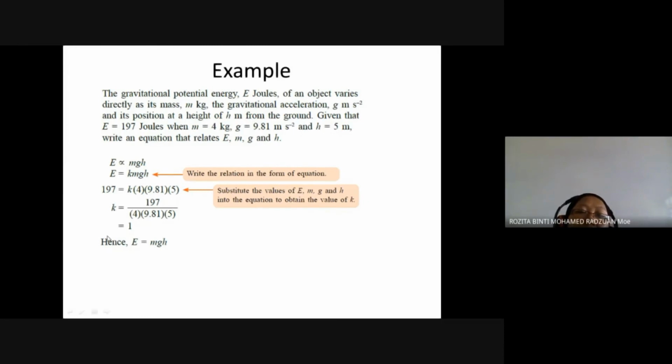So after you get the value of k, you just substitute k here. So E equal to 1 mgh. But the final answer is E equal to mgh. Why? Because when we have a constant 1 in front, we don't have to write the value of 1. Okay, but if you just want to write down E equal to 1 mgh, also can. But the proper way is no need to write down the constant 1 here, because it's just 1. Okay, so E equal to mgh.